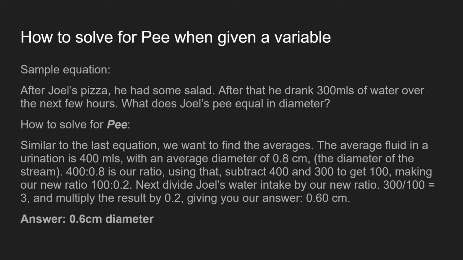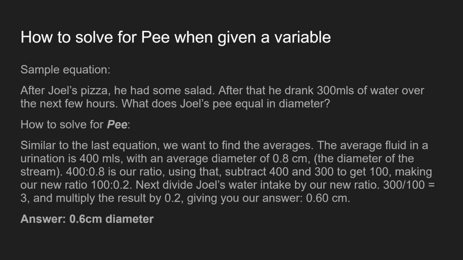After the pizza, he had some salad. After that, he drank 300 milliliters of water. This is where the pee part comes in. It's asking you how much does his pee equal in diameter, and you're probably wondering, how does pee have a diameter? It's talking about the stream, the solid stream that comes out when you pee.